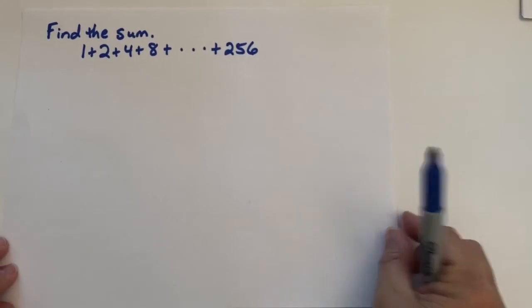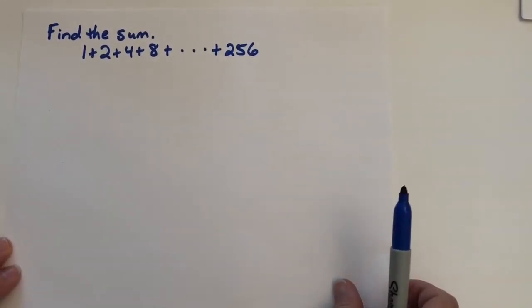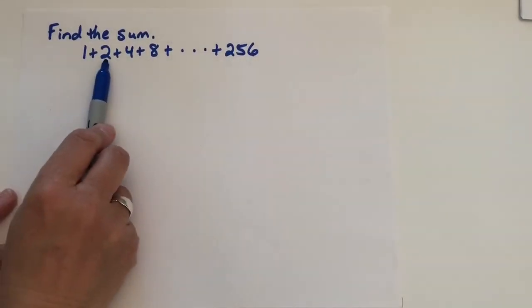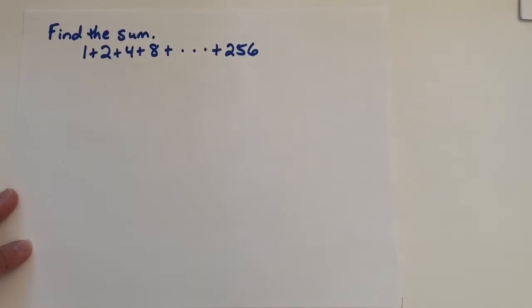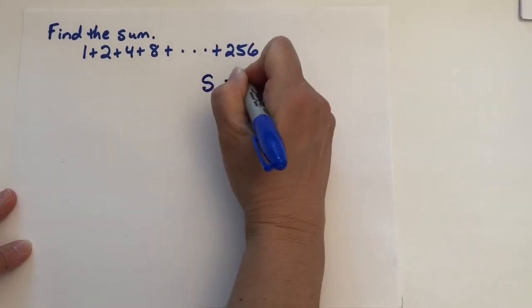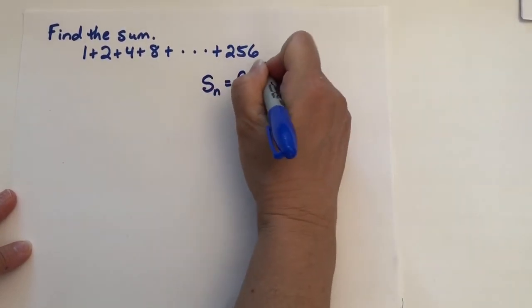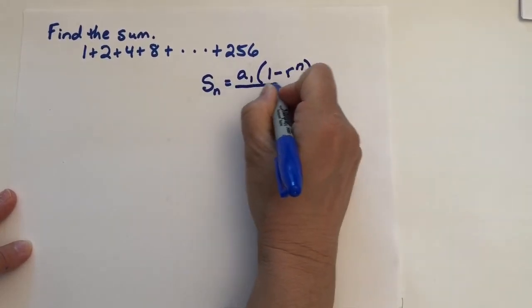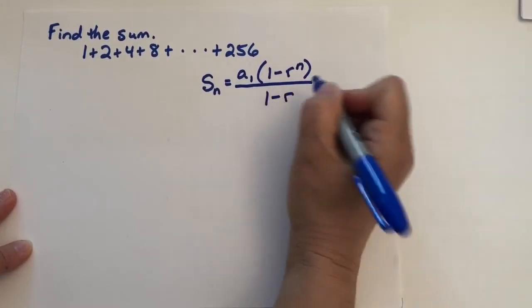Let's find this sum. And notice we can confirm that it's geometric. We multiply by 2 and by 2 and by 2. So our formula is first term times 1 minus r to the nth divided by 1 minus r.